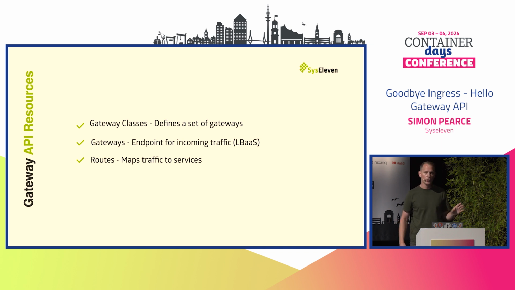Something which is completely new is the route concept. If anyone's ever worked with Red Hat OpenShift, then it could sound familiar. You basically have certain types of routes to map traffic to Kubernetes services.